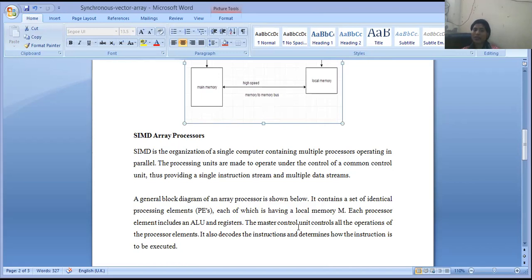The processor units are made to operate under the control of a common control unit, and thus provide a single instruction stream and multiple data streams. You are providing only one single instruction stream and it is converted into multiple data streams as the output result. Now, a general block diagram of an array processor is shown below.